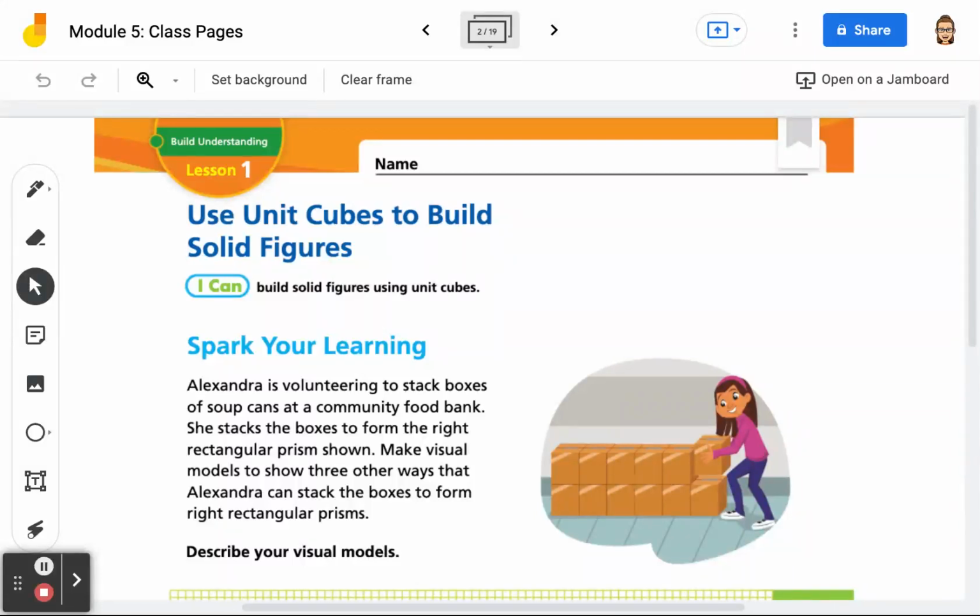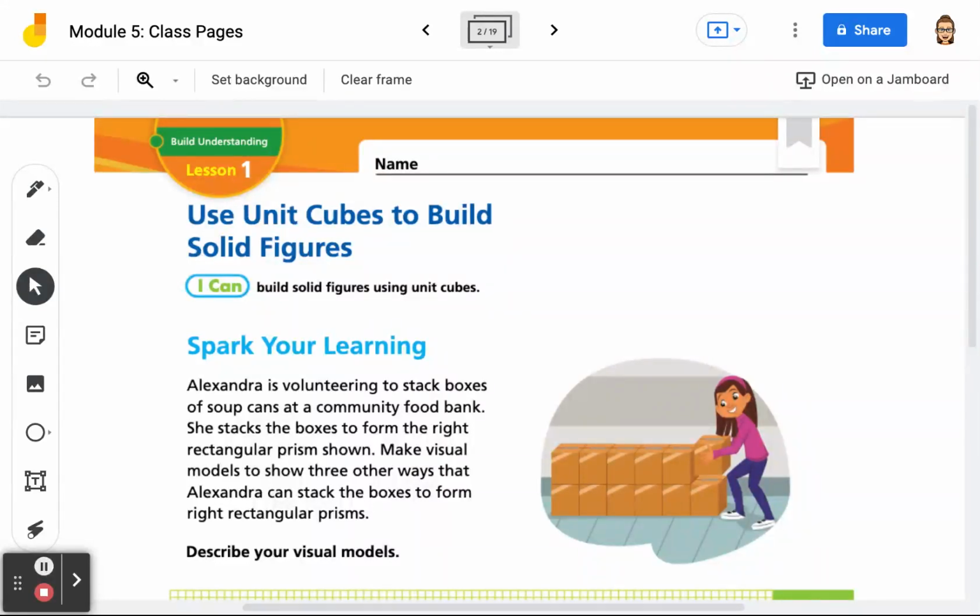Hello, my mathematicians. Today we are looking at Module 5, Lesson 1, which is all about using unit cubes to build solid figures. So hopefully by the end of this lesson, you'll be able to build solid figures using unit cubes. So spark your learning.